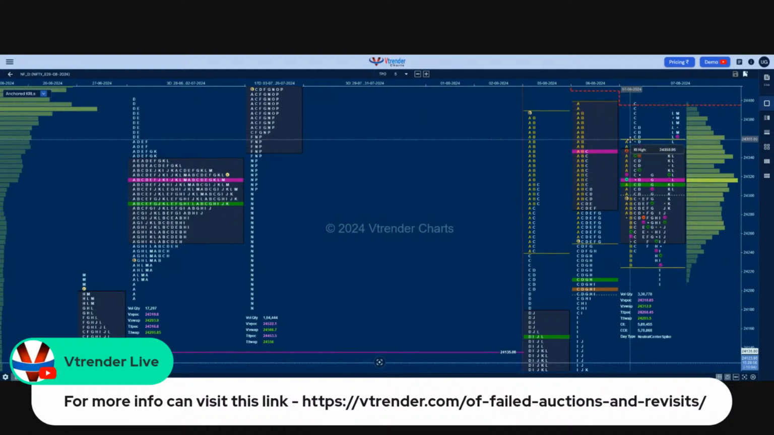We broke the initial balance higher, and we could not sustain. We got back inside the initial balance. So how do you validate a failed auction? The first condition for a failed auction to be valid is the extension should not stay more than 30 minutes outside the initial balance. So this extension which we had in the C, although the D also did make a higher high above the IBH, the time it stayed outside the initial balance was less than 30 minutes.